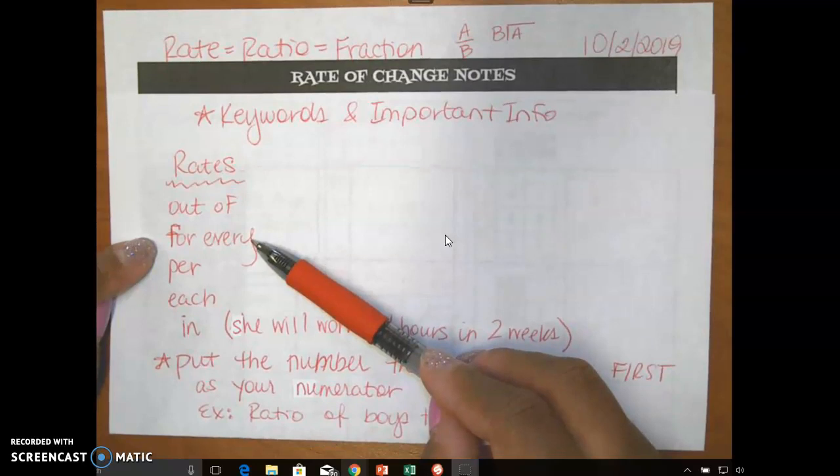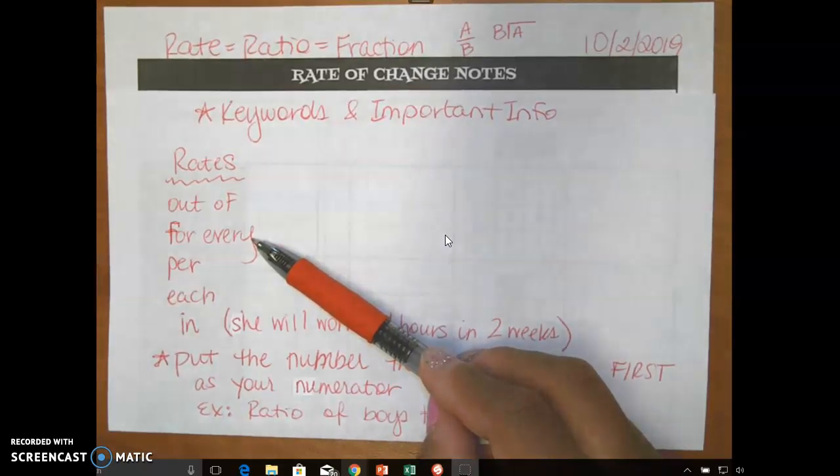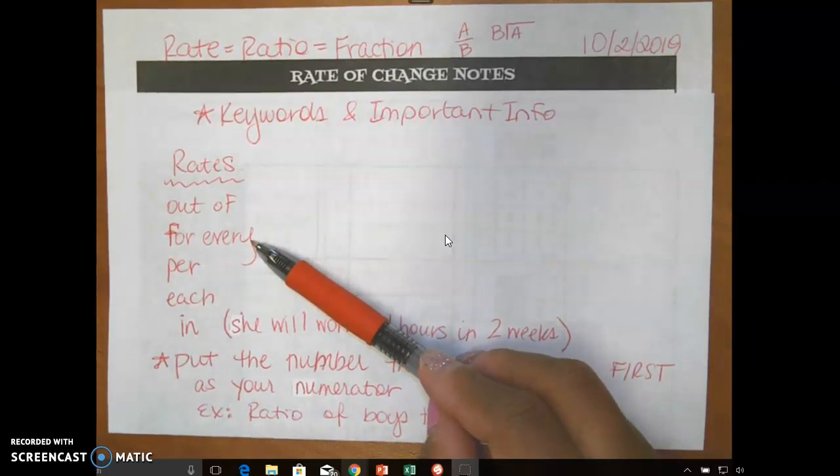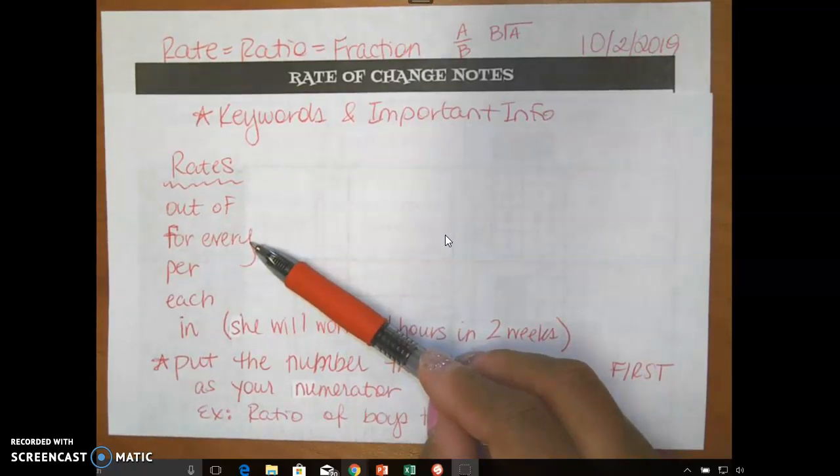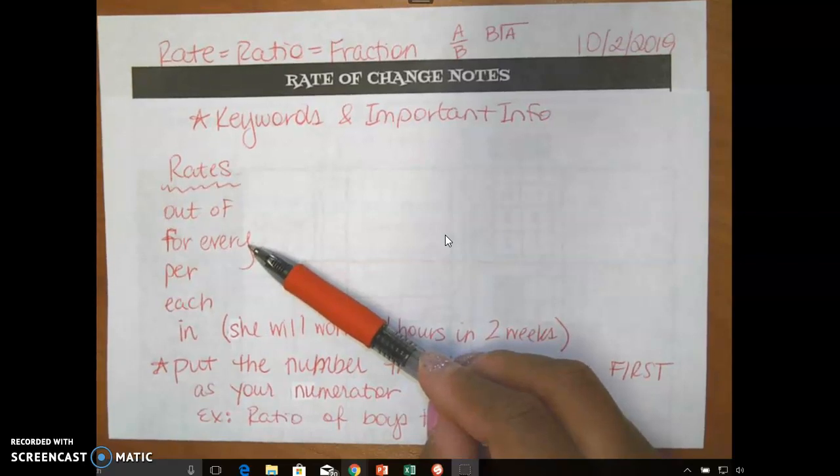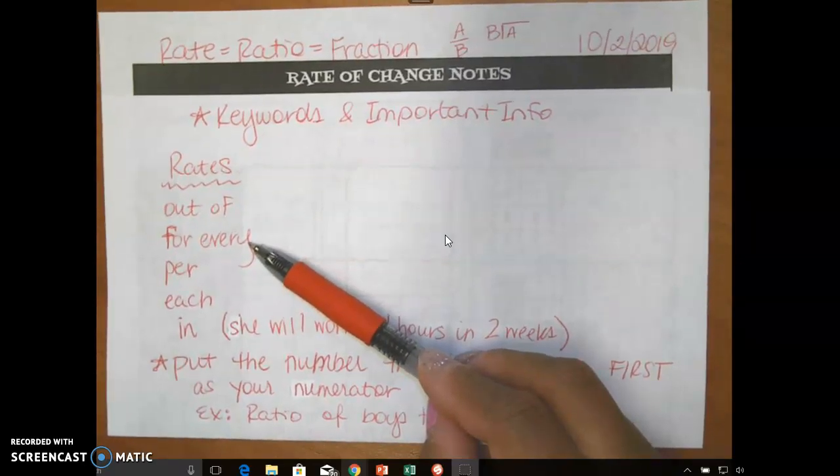The example that I have here is the babysitter gets paid $11.25 for every hour that she works. How much does she get paid for 1 hour? $11.25. How much does she get paid for 2 hours? $22.50. Okay, that's the "for every." Whenever the amount of time changes, the amount of money should change as well.